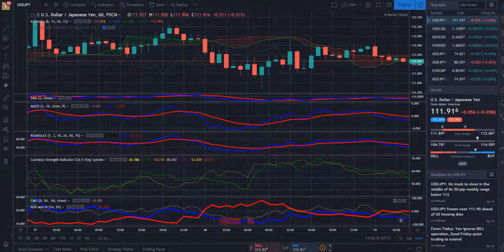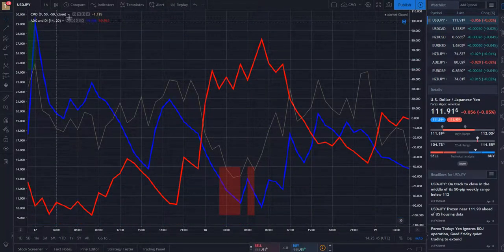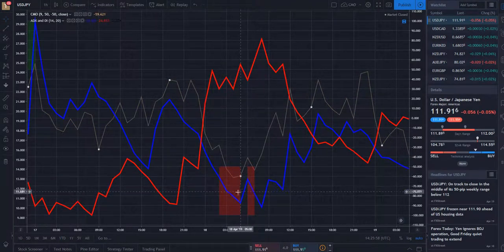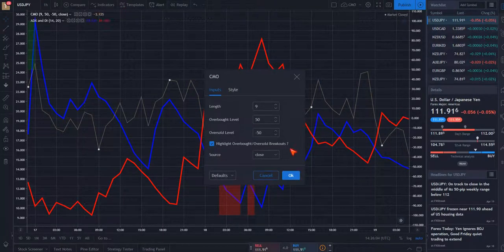So here's what you want to do. You come over to your CMO, I call it, and this is actually a breakout thing that somebody made. So it's not really the Chande momentum oscillator, but you want this highlight overbought, oversold breakouts. So see this red box? You want this to be not like a solid color.